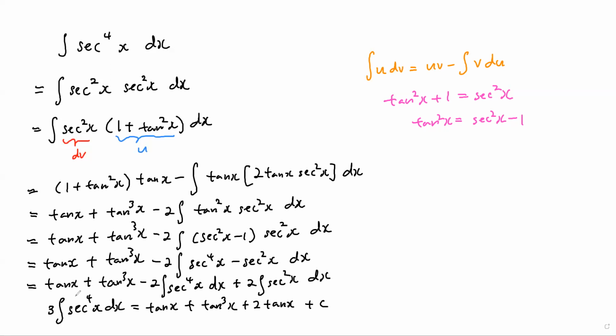I'm going to divide everything by 3 because I don't want the 3 here. So the integral of secant to the power 4x dx would be tangent x plus 2 tangent x is 3 tangent x, and 3 tangent x divided by 3 is just tangent x. And then this one will be 1/3 tangent cube x plus c. You can write it as c over 3 or just write another c. That's totally fine as well. So that will be the end of our integral.